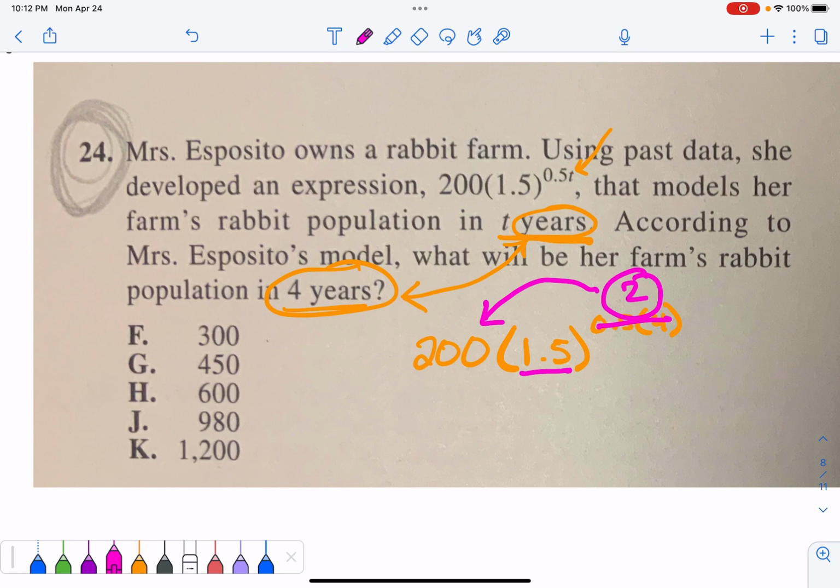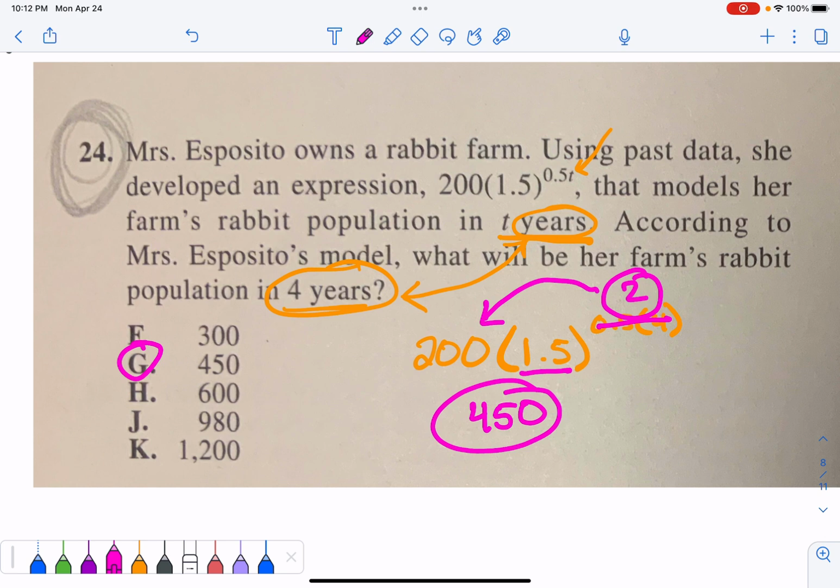I have to do 1.5 to the second power and then times 200. So 450 is what I get. And there is that, 450. Okay. Yeah, so, I mean, that one wasn't a terribly bad one. That one's just to plug stuff in.